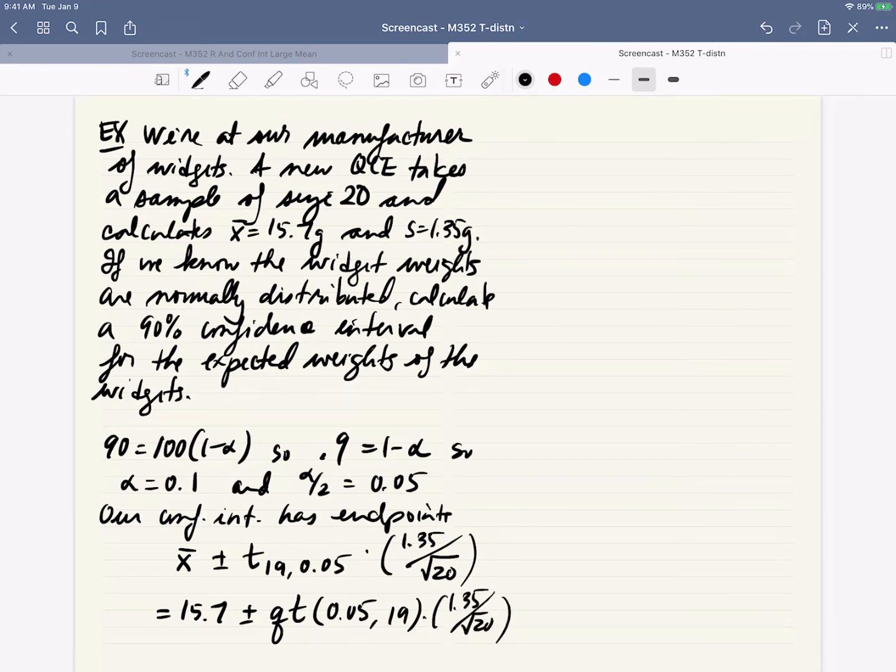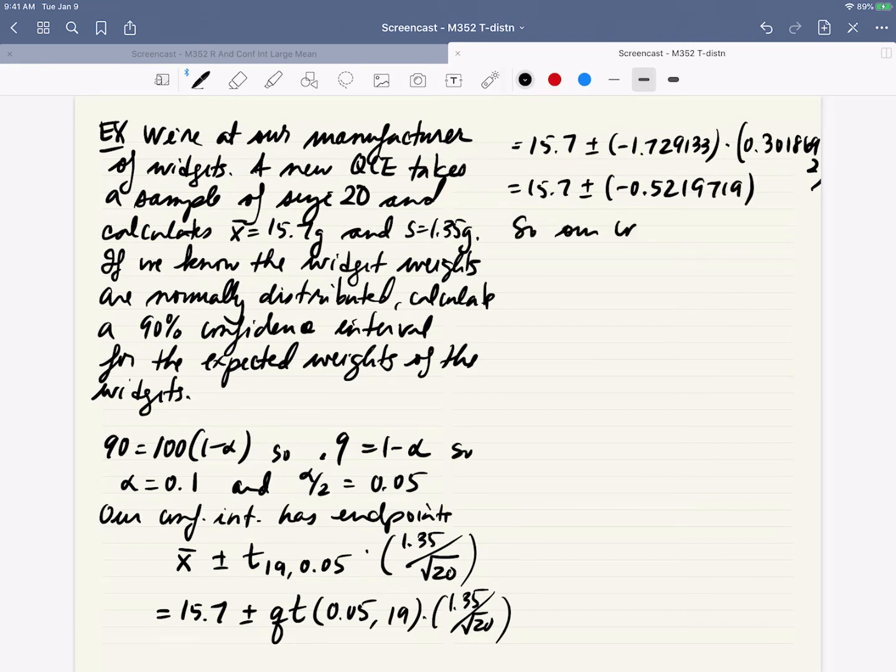Right. So let's throw all that into R, and we get negative 1.729133 for the t-value. And then for our standard deviation, we get 0.3018692. Sorry for losing space here. Multiplying those things out, we get negative 0.5219719.